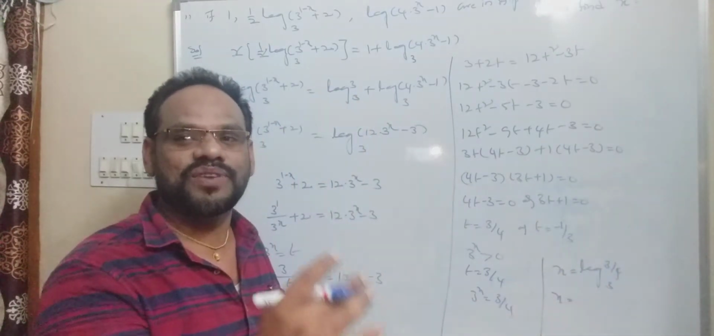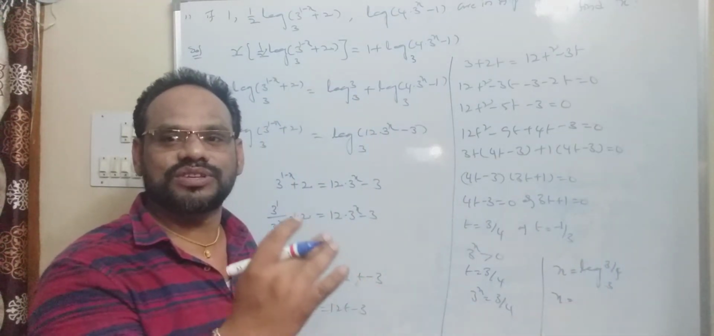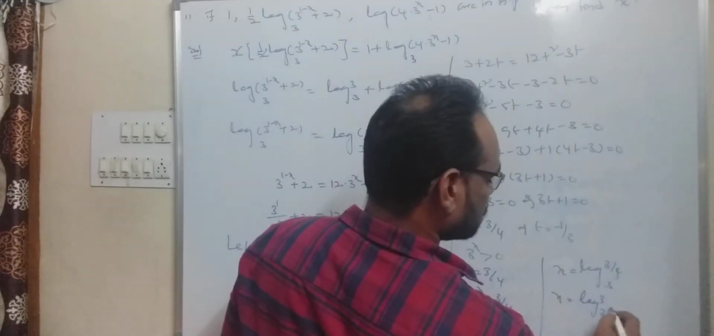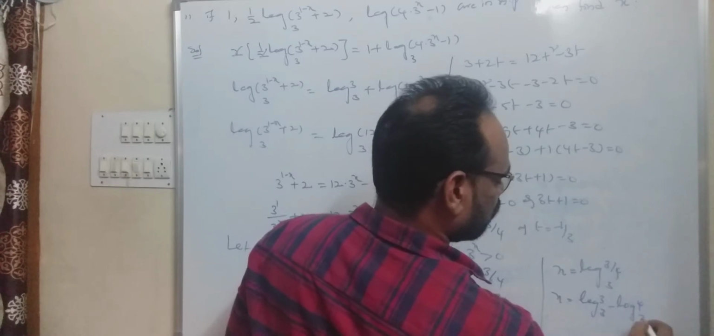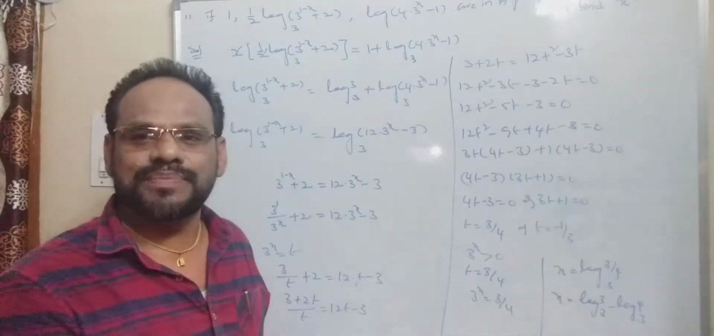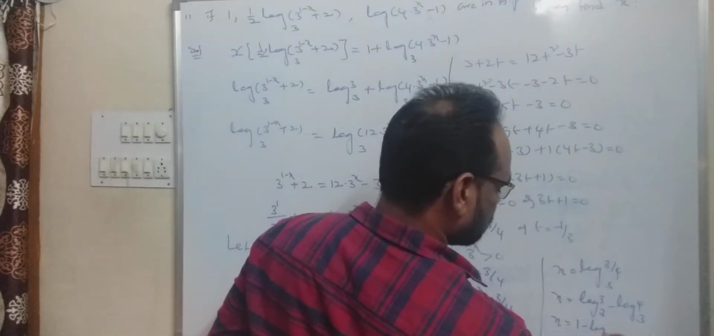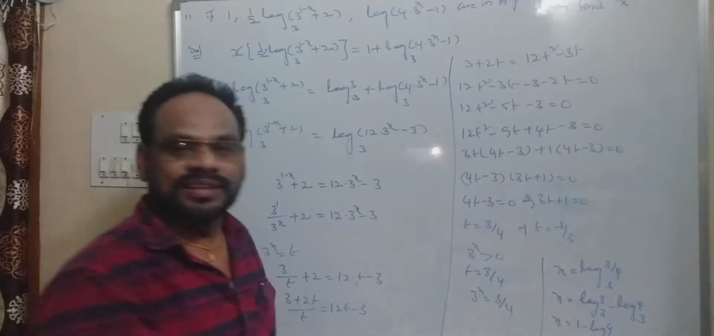It is in the form of log a by b. Log a by b is equal to log a minus log b. That means log 3 to the base 3 minus log 4 to the base 3. Log 3 to the base 3 value is 1. So x is equal to 1 minus log 4 to the base 3.